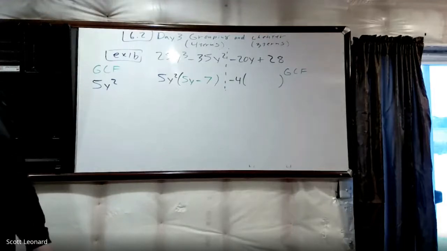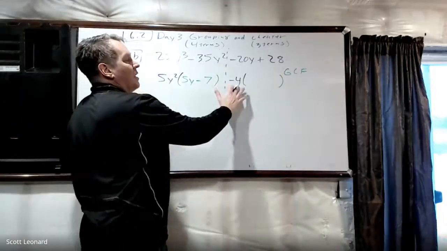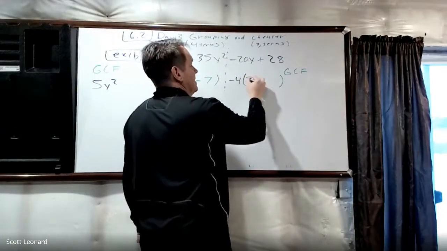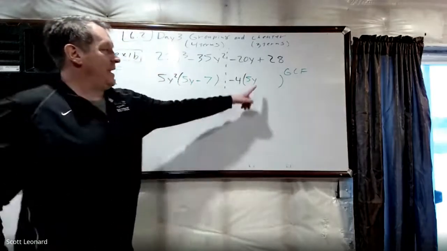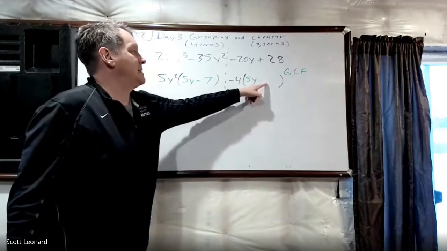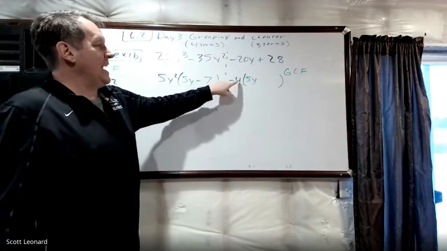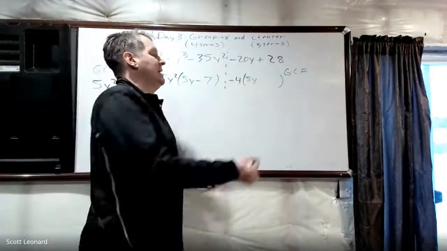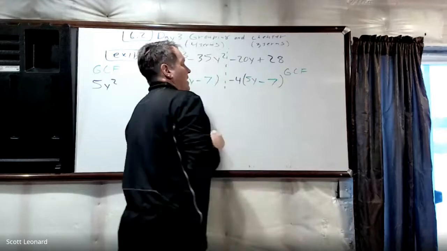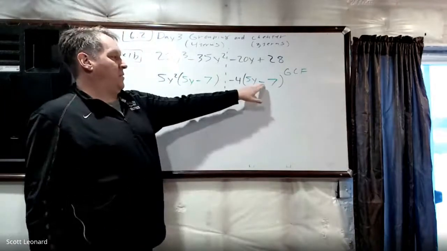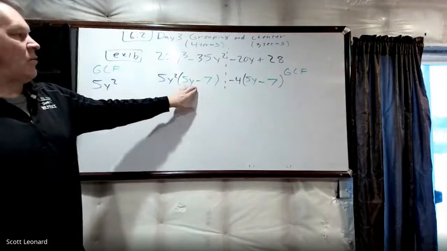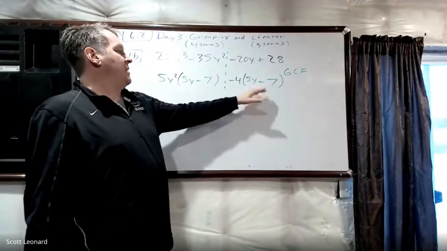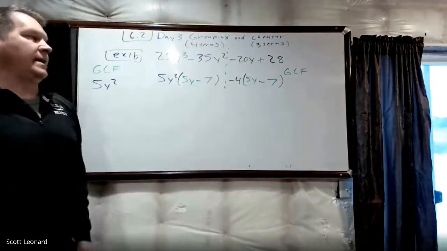Now here's where I got to be careful with signs. What times negative 4 will give me a negative 20? Positive 5y. Right here is where I get a lot of mistakes. People go, oh, plus 7. All right? I need to get a positive 28 here. So I need to take a negative 4 times a negative 7. And if you screw up, what you'll notice is if you put a plus 7 here, that it doesn't match. In order to use the grouping, these two have to match. So if you made that mistake and wrote plus 7, you'll pretty quickly realize, hey, something's not right here.